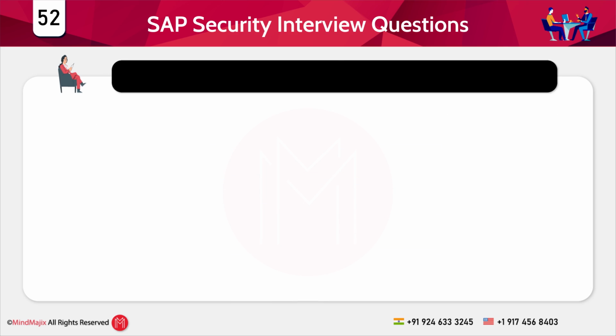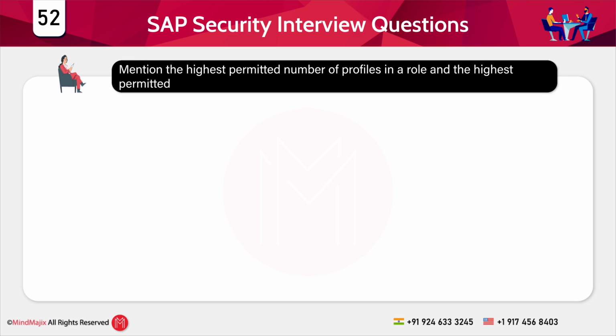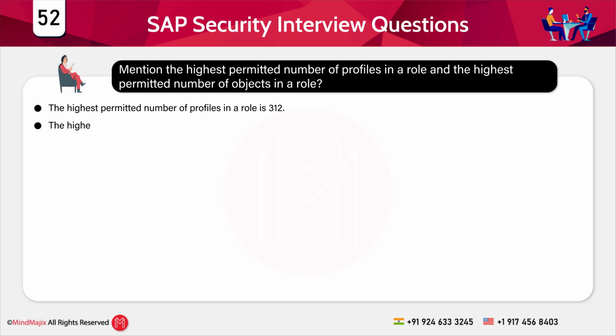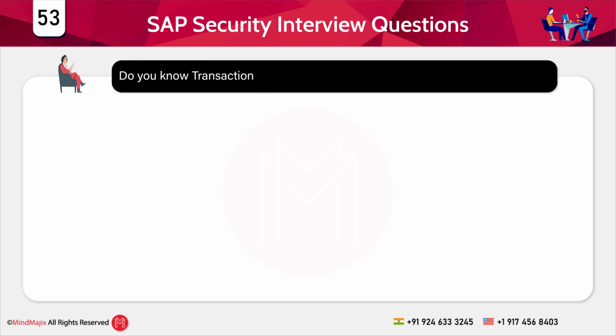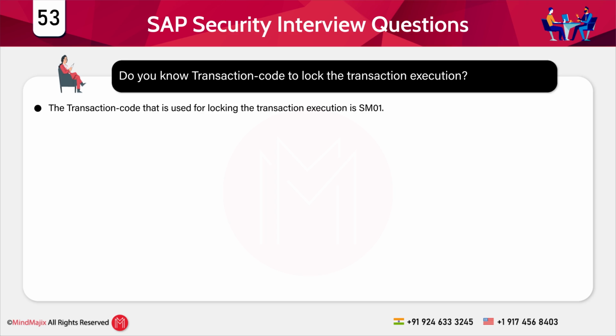The next question is, mention the highest permitted number of profiles in a role and the highest permitted number of objects in a role. So guys, the highest permitted number of profiles in a role is 312 and the highest permitted number of objects in a role is 150. The next question is, do you know the transaction code or T code to log the transaction execution? So the transaction code that is used for logging the transaction execution is SM01.